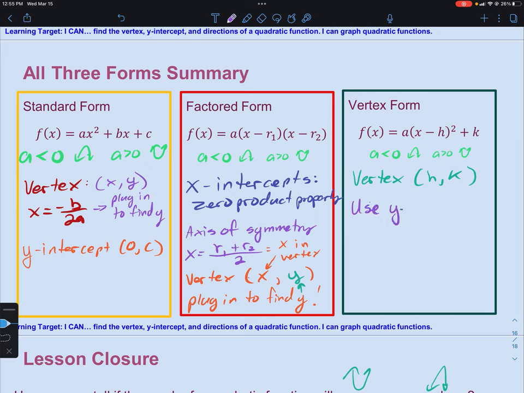Use the y-intercept for one more point. So plug in 0, and y is our y-intercept. That method will work for all of them. So just to give you a breakdown of each form and how they work.